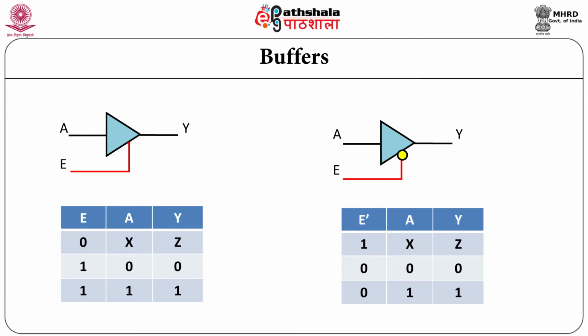A tristate buffer has two inputs, a data input A and a enable input E. When enable input is active, that is at logic 1, then the output is same as input. If enable input is 0, then the output is in tristate. In many applications, we need tristate buffers with active low enable input.